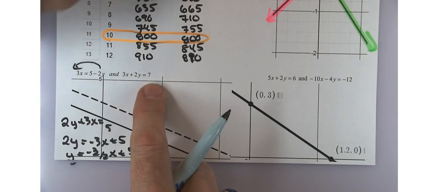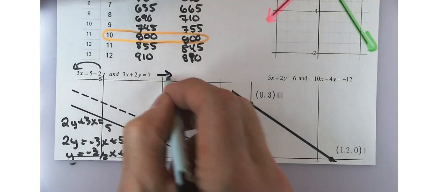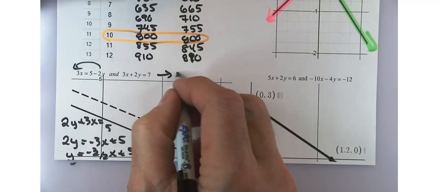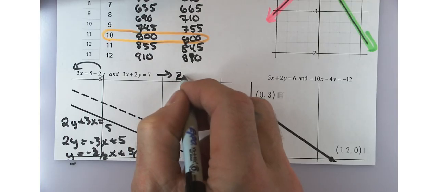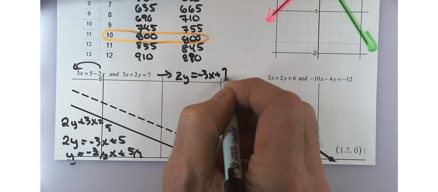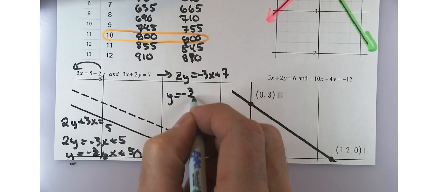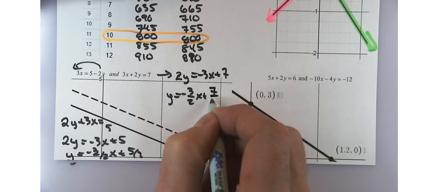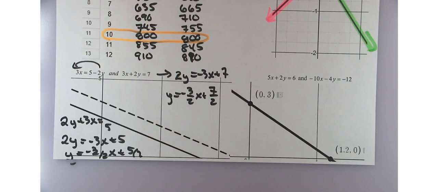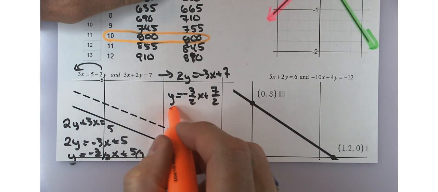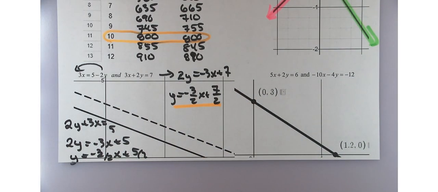I can play that same game over here. I'll move the 3x to the other side and get 2y equals negative 3x plus 7. If I divide everything by 2, I get y equals negative 3/2 x plus 7/2. Now this is a little bit more than I would ask you to do for yourself, but I can graph these things now. And you can also get technology to help graph these things.